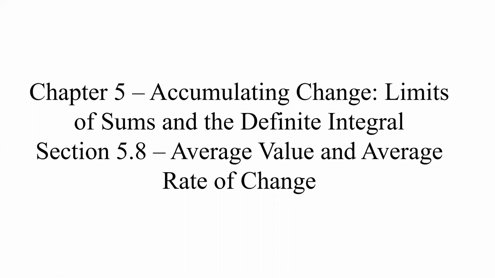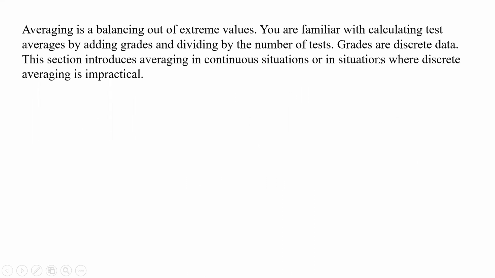All right, we're in chapter 5 on accumulating change, limits of sums and the definite integral. This is section 5.8 on average value and average rate of change. So averaging is the balancing of extreme values.